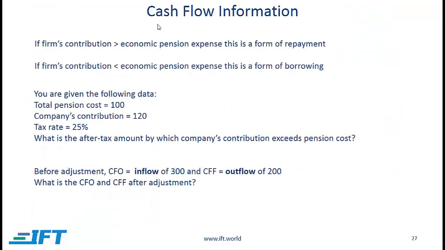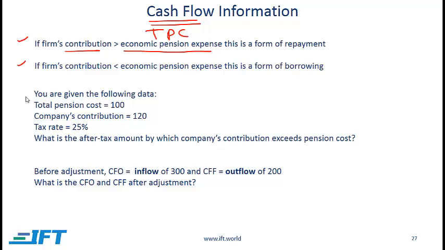Next we deal with adjustments related to cash flows. Here are the 2 key points. If a firm's contribution exceeds the economic pension expense, this is a form of repayment. On the other hand, if a firm's contribution is less than the economic pension expense, this is a form of borrowing. Here I use the term economic pension expense. This is the same as saying total pension cost, which includes both the P&L component and the OCI component.